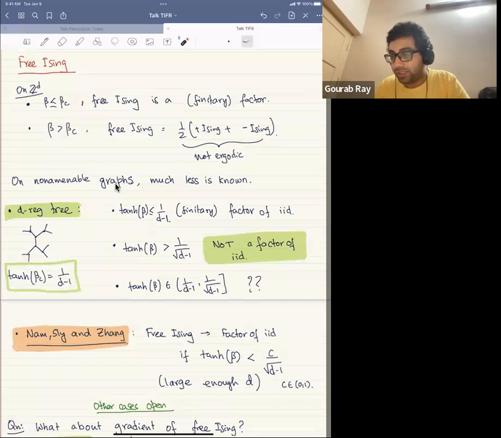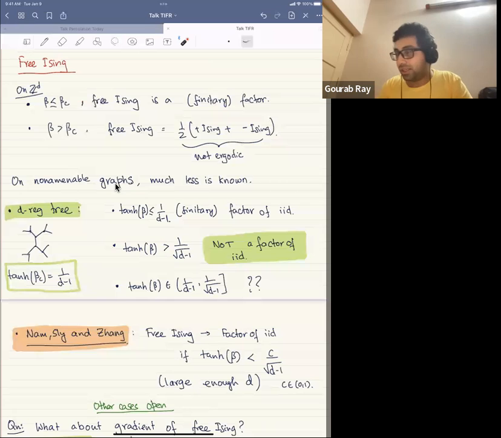So here's the result. The equation tanh(beta) = 1/(d-1) is the equation for the critical temperature on a d-regular tree for Ising. If the temperature is higher in this sense, with this threshold, then it's a finitary factor of IID. That's basically the same proof as before, because every cluster is finite. But if beta is higher than this threshold, then actually it's not a factor of IID. This is a very strange result when you first hear about it, but it is the case, and it's due to the fact that the correlations somehow do not decay fast enough. That's somehow the idea here.